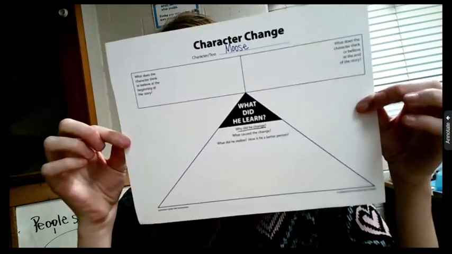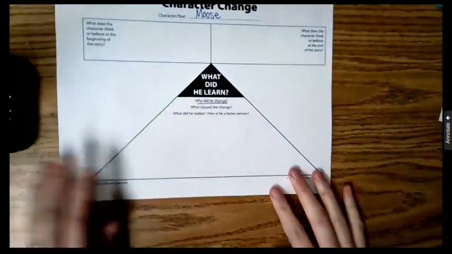We are not looking for feeling words here. I'm not going to say Moose was sad, then he was happy. I'm going to look for what was he like as a character, as a whole? What did he believe in? So this is where I look at my character change sheet, which looks like this.